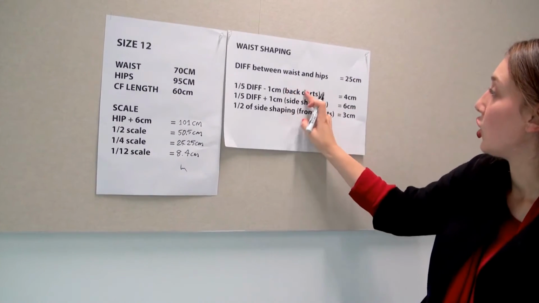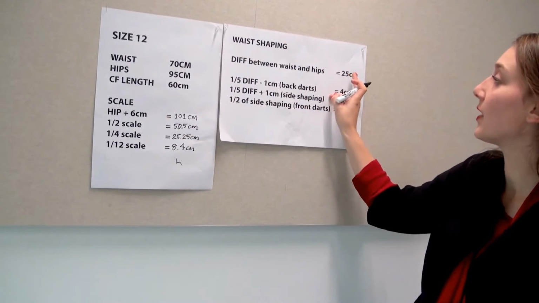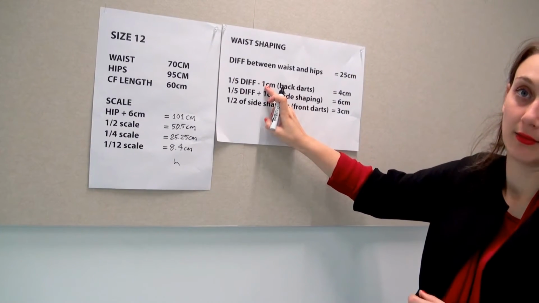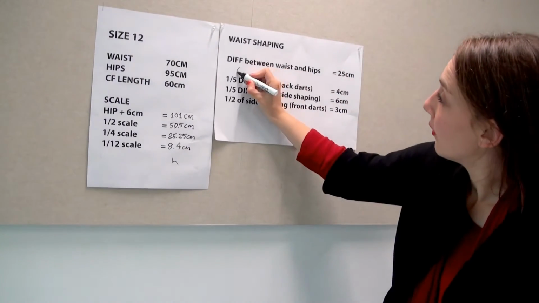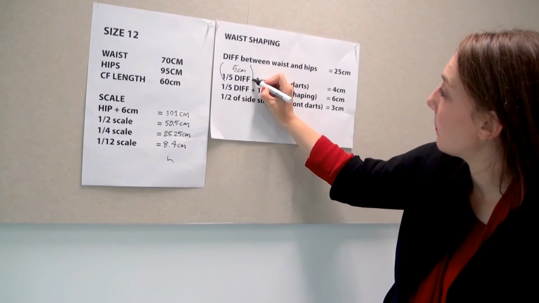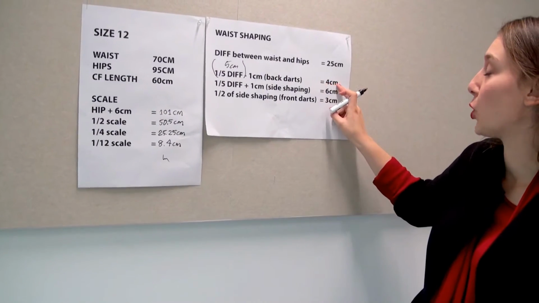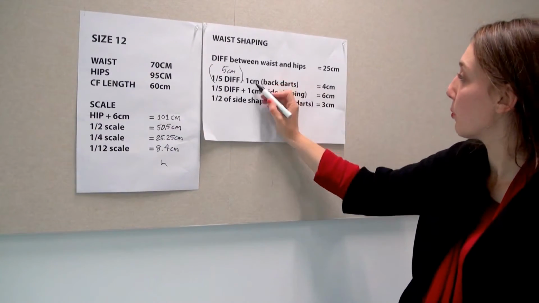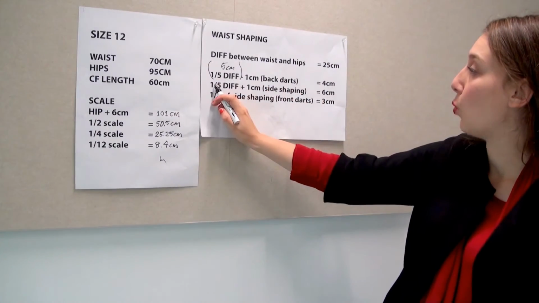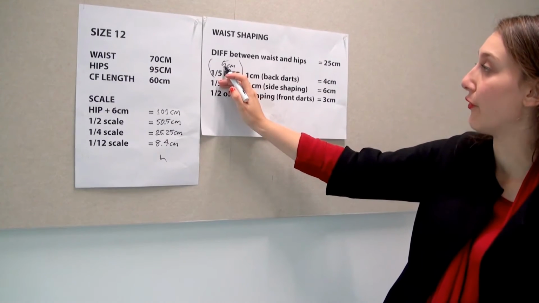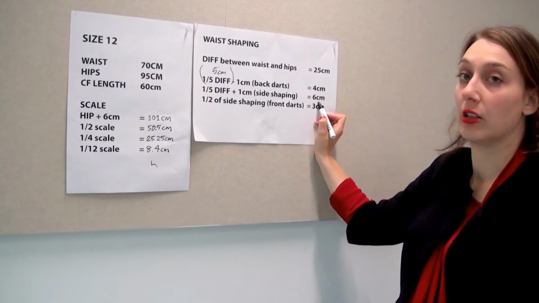To establish the back dart proportion, we do 1/5 of the difference, take away 1 centimetre. 1/5 of the difference is going to be 5 centimetres, that's this part, and then we want to take away 1. That gives us 4 centimetres, and that's the proportion of the back darts. To establish the side shaping, it's 1/5 of the difference, so again that 5 centimetres, plus 1 centimetre. That gives us a total of 6.